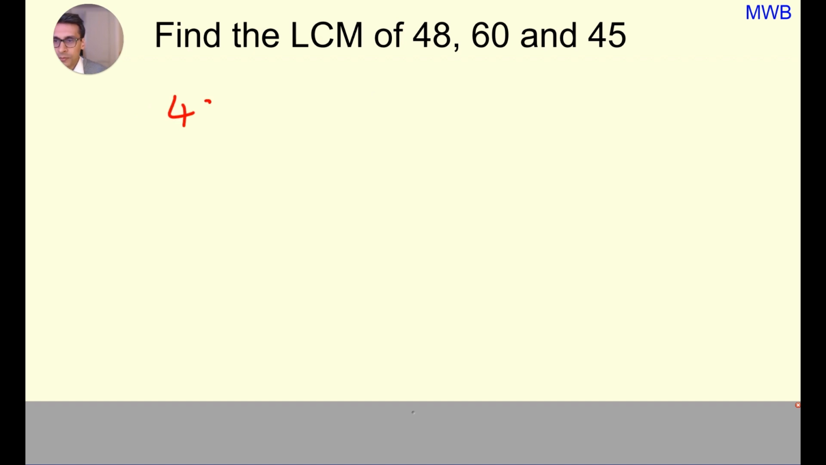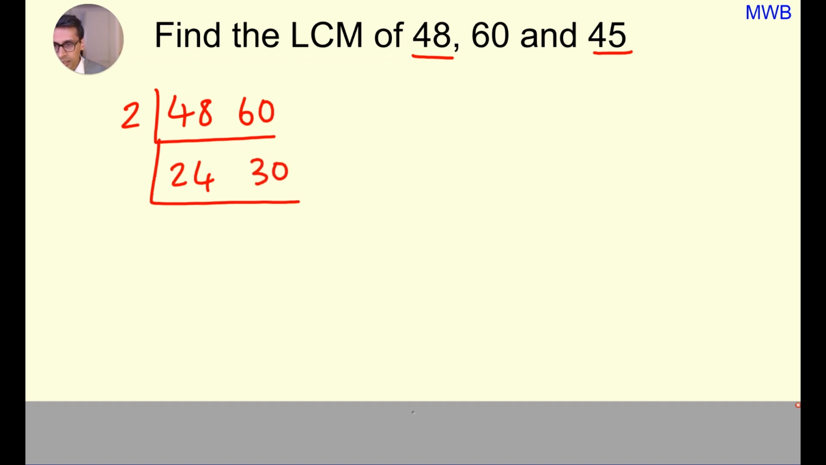Let's work it out. So 48 and 60, let's work out the lowest common multiple. You can pick any two numbers to start with. So I've chosen these two, they're even and they look straightforward. So we're going to divide by 2 first. So 48 divided by 2 is 24. 60 divided by 2 is 30. We're going to keep going.